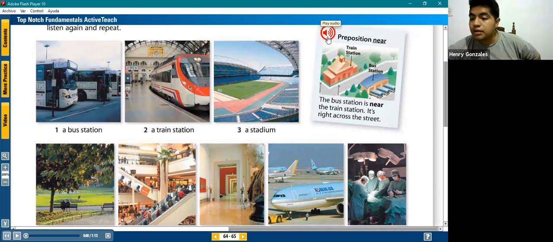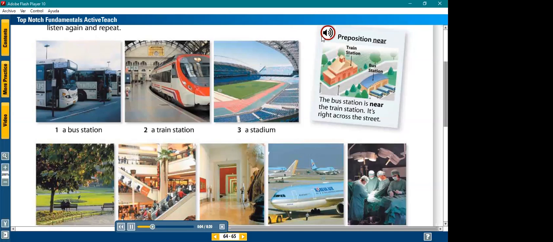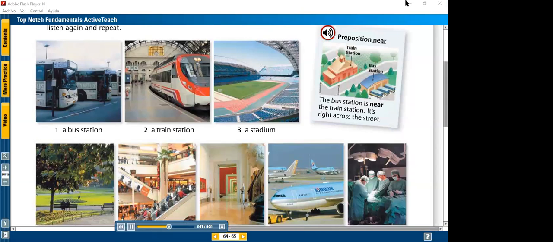Page 65. Preposition near. Listen and repeat. The bus station is near the train station. It's right across the street.